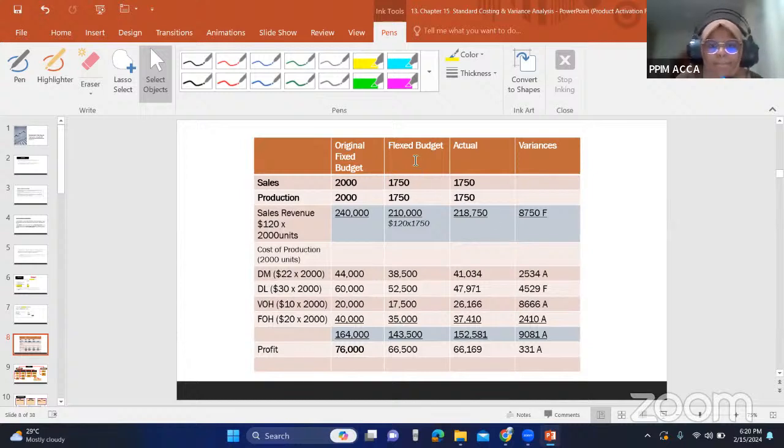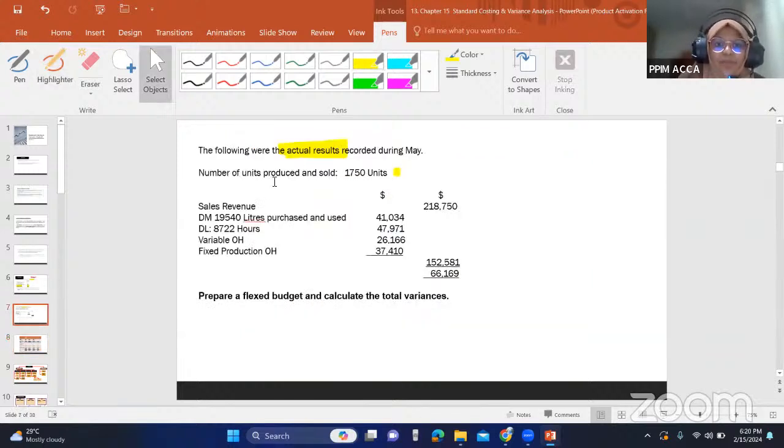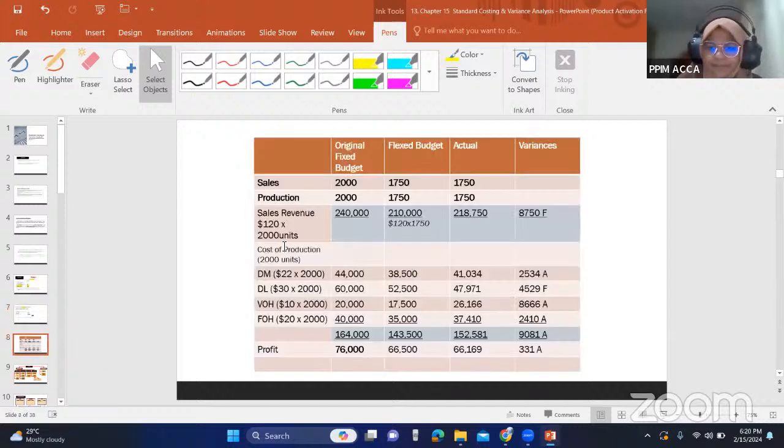Now you forget about this flex column. I'll talk about it in a bit. Let's look at what actually happened. They're saying in the question itself, it was given to us: we produced and sold only 1,750. They're giving us the sales, the direct material, direct labor, variable overheads, fixed overheads, everything directly, together with the actual profit. All that I have done is copy everything here.